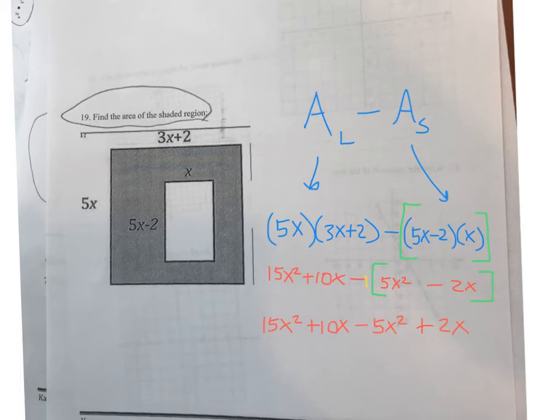Now we have like terms here and here. That becomes a 10x squared. And we, of course, have like terms here and here. That becomes a 12x. And since we don't know what x is, that is as far as we can go with that one. All right, so that's how you do that.